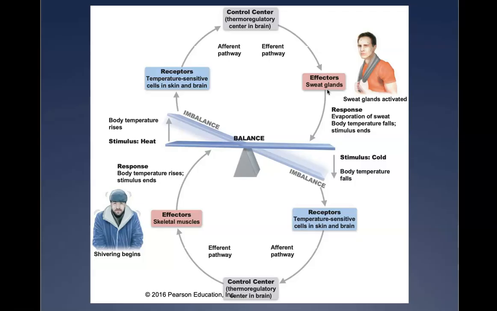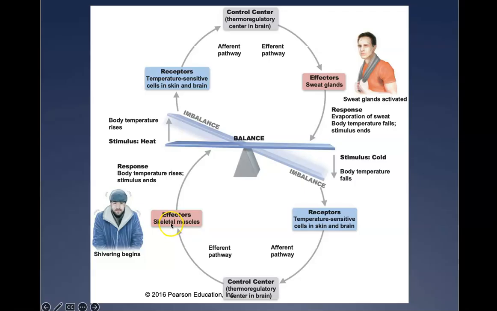As we do that evaporative cooling, it wicks away that excess heat, and it brings us back to homeostasis. Now, if the seesaw tips in the other direction, and the stimulus is that our body gets cold, the receptors are going to detect that in our skin, send that information back to the thermoregulatory center in the brain, and then the brain's going to go, okay, we need to warm up the body.